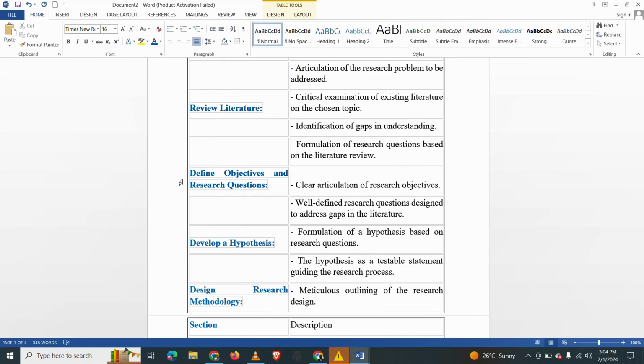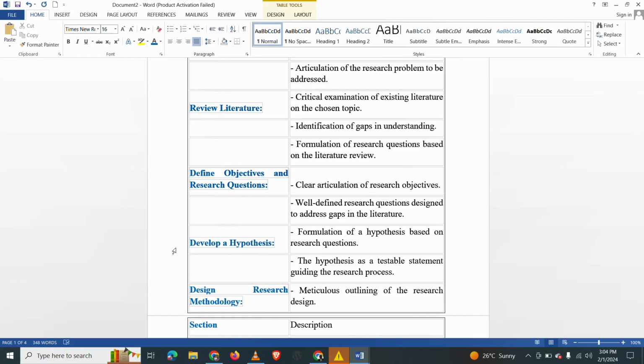Also, how are you supposed to develop a hypothesis? We can say hypothesis is just an assumption. In cases where applicable, a hypothesis is formulated based on research questions. This hypothesis acts as a testable statement, guiding the research process toward proving or disproving a specific conjecture.